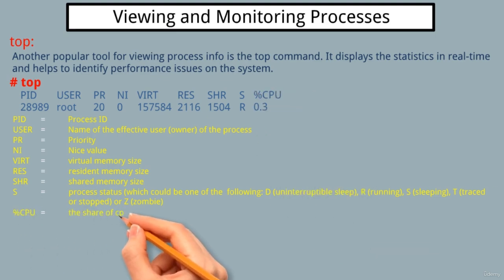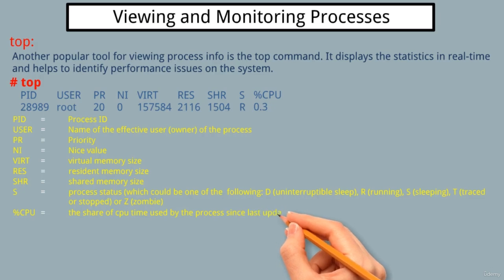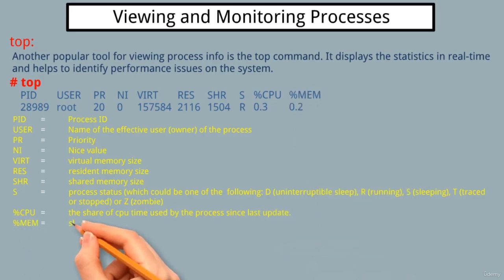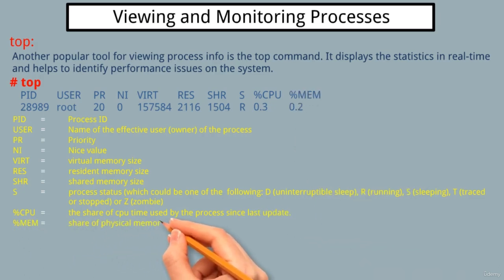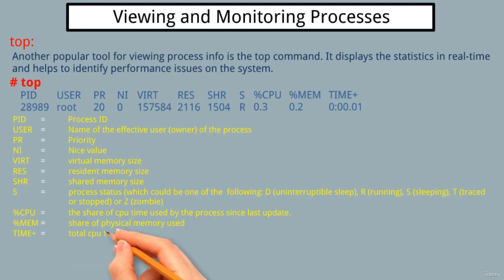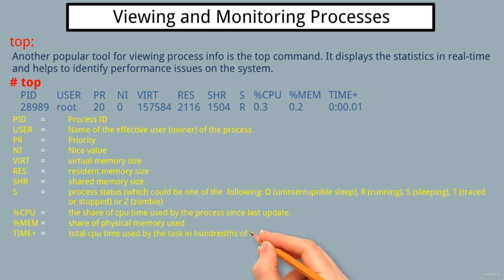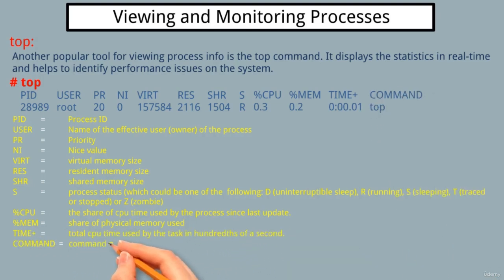%CPU is the share of CPU time used by the process since the last update. %MEM is the share of physical memory used. TIME+ is the total CPU time used by the task in hundredths of a second. COMMAND is the command name or command line. In this case, we're running top, and that's what it's showing.